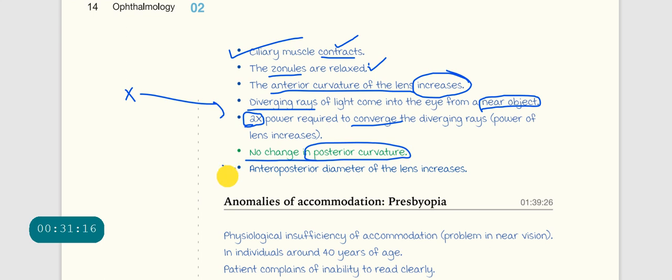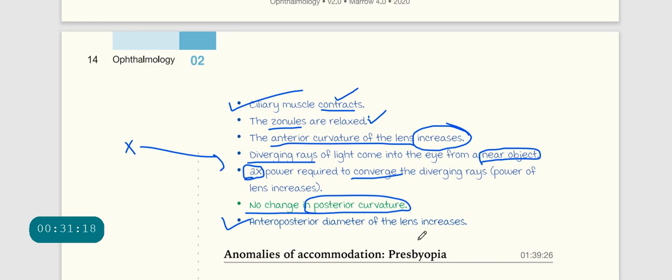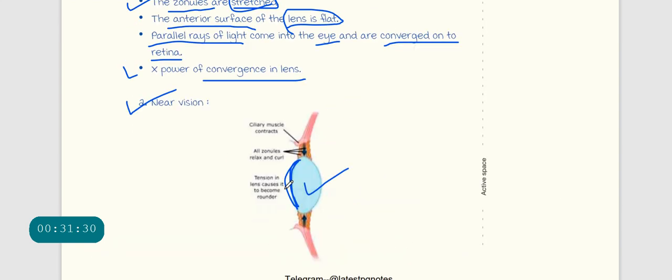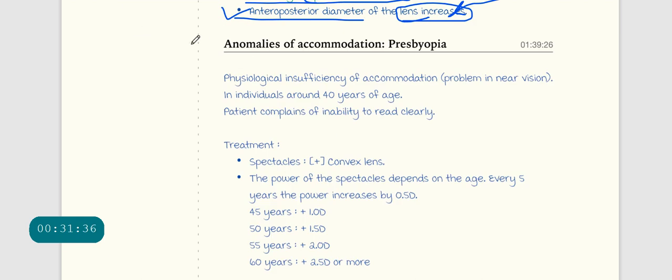Very simple. The next very important topic is anomalies of accommodation. The first thing that comes here is presbyopia. What is this presbyopia? It is a physiological change, it is not a pathological change. Physiological change means it is a functional change, the functional change which is made inside the eye.